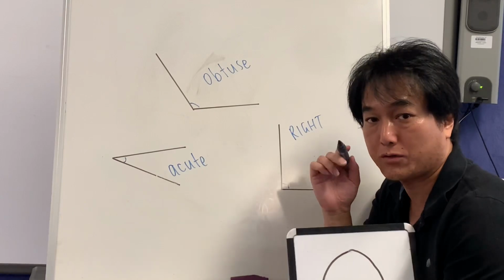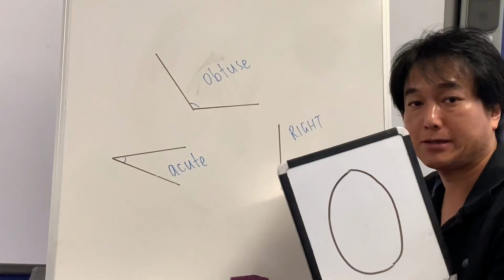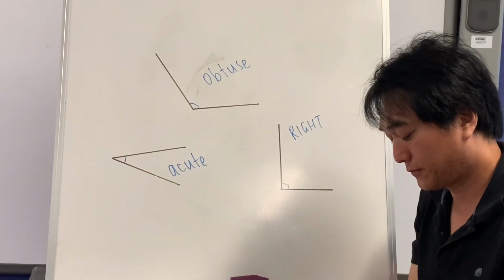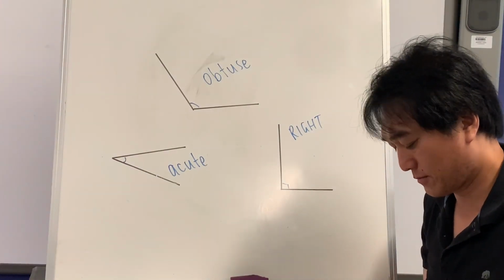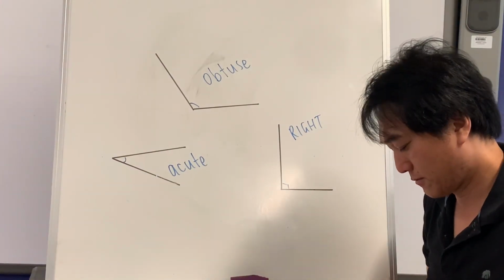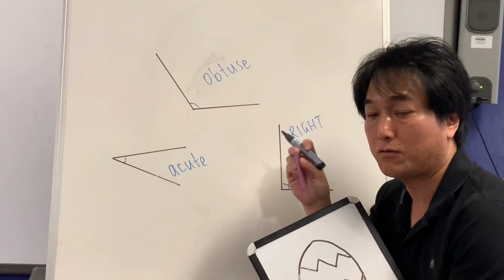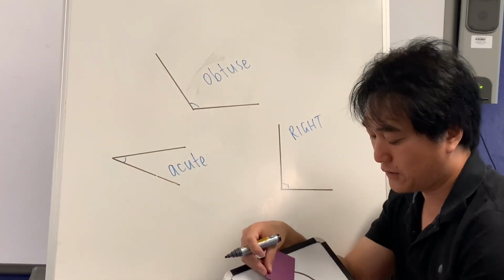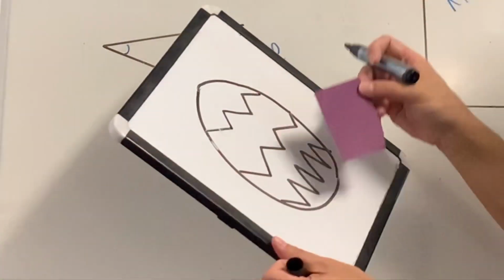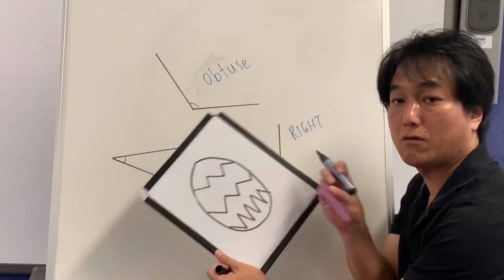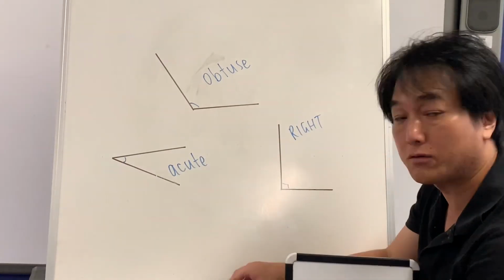So what we're going to do is draw a zigzag. Now you have to use the ruler. With the ruler, you're going to draw zigzag lines. So now, you can use your angle finder or right angle finder. See if you can find right angles maybe there, on the egg. Now, according to the types of angles, you're going to color in the angle.